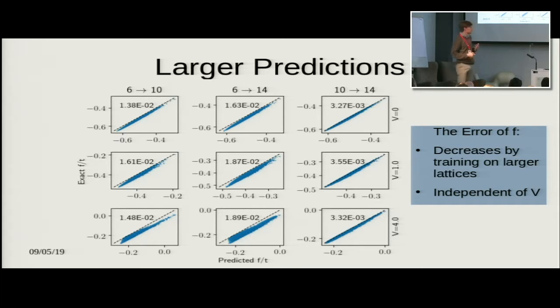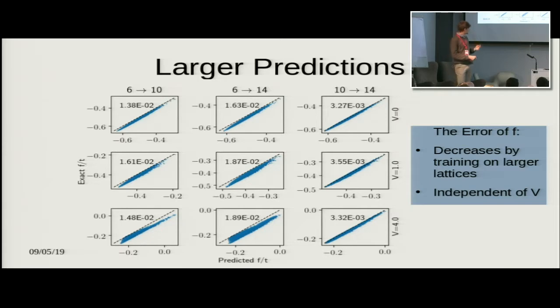So now the next thing is we take this universal function and we predict on larger lattices. Here we've trained on 6 sites, predicting on 10. Here training on 6, predicting on 14. And then here training on 10 sites and predicting on 14. And then here 0, 1, and 4 strengths of interaction. And for each of these individual plots, I've got the predicted against the exact universal function.